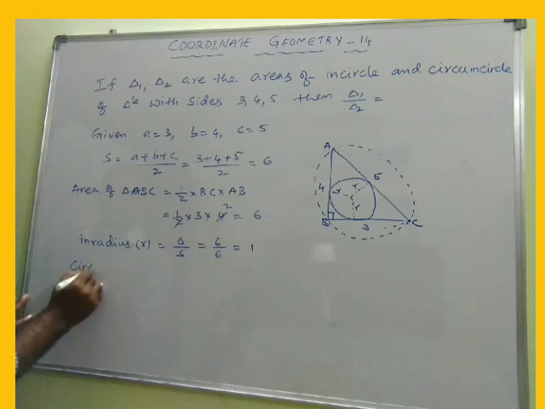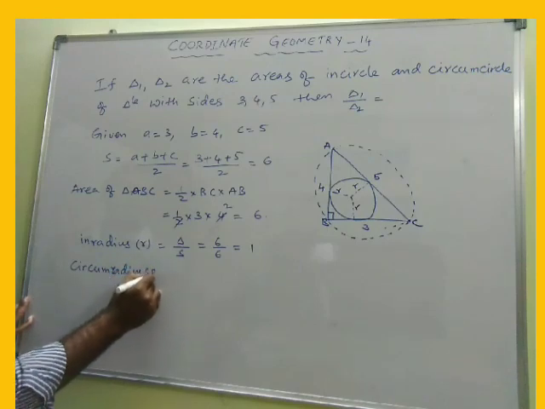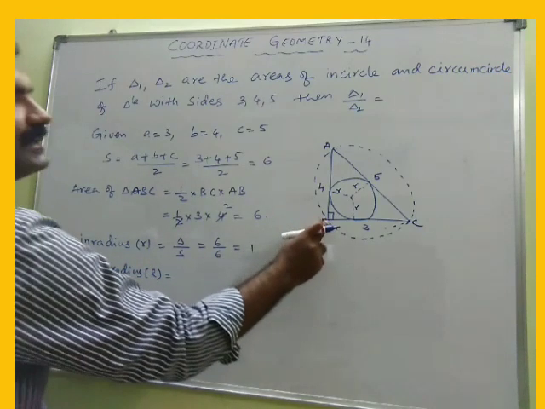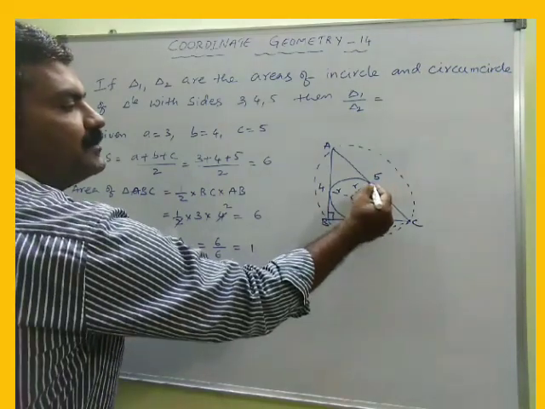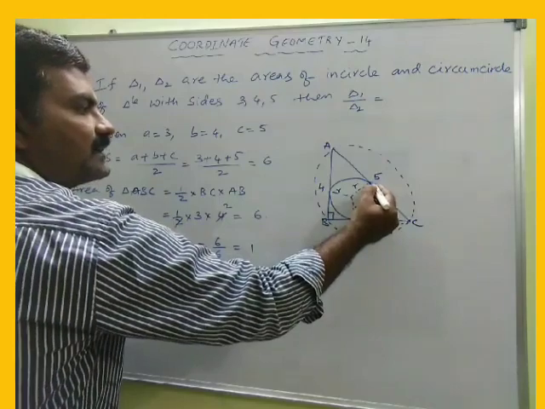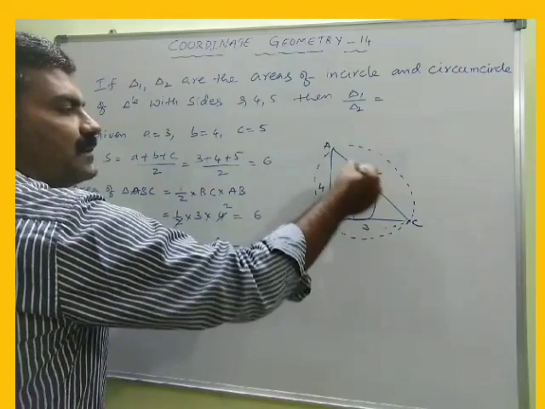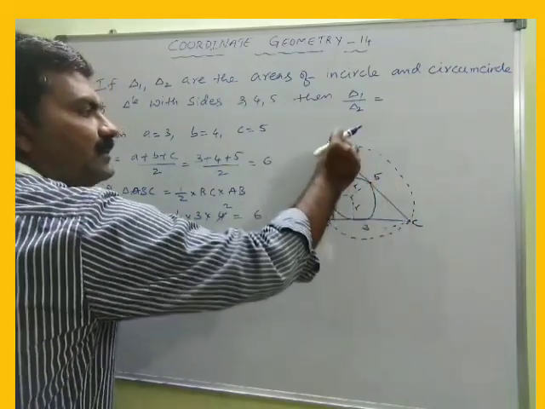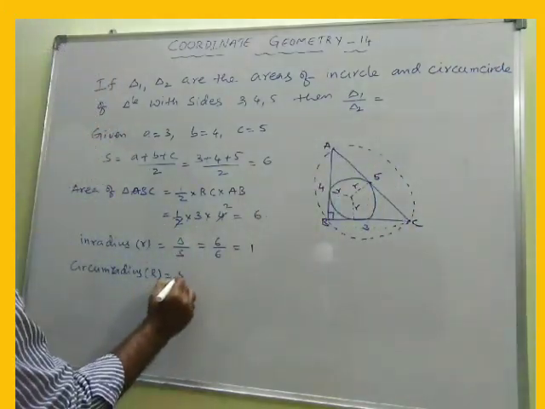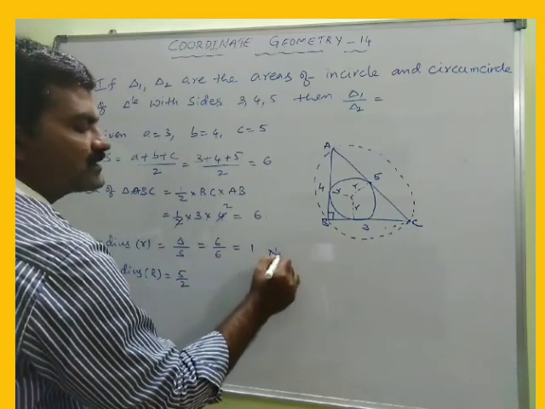Also I want the circumradius, which is capital R. You know, if it is a right angle triangle, then the circumcenter will be the midpoint of the hypotenuse. If it is the circumcenter, then this is going to be the circumradius. I mean, total length is 5, then half of this length is nothing but 5 by 2, which is the circumradius capital R, right?